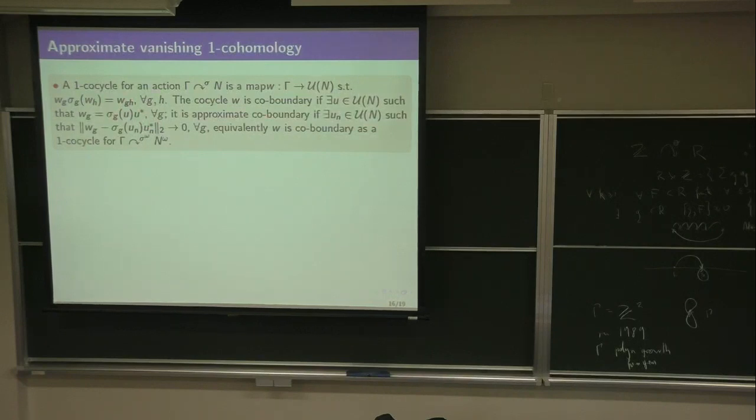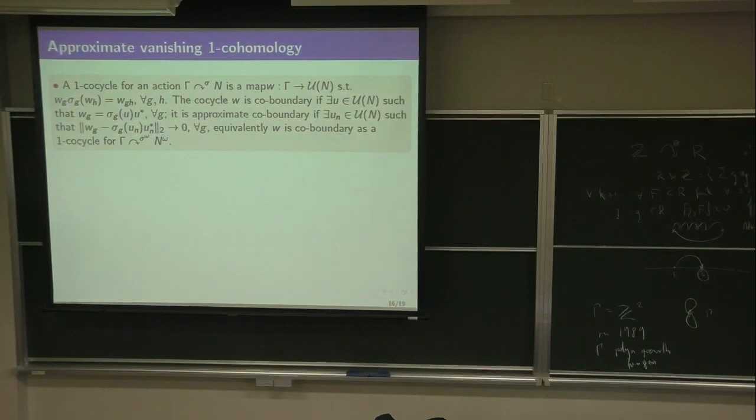It is an approximate co-boundary if there exists a sequence of unitaries such that Wg is approximately of this form. Pretty self-explanatory what approximate vanishing should be. Please notice that it's absolutely the same as saying that W is a co-boundary as a one co-cycle for the ultra power of the action on the ultra power of n.